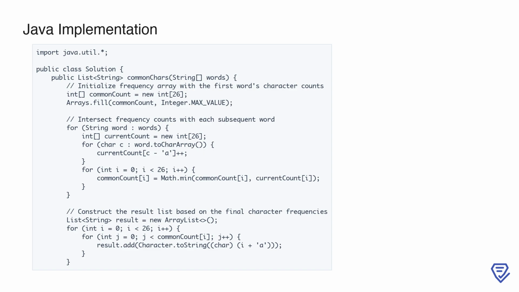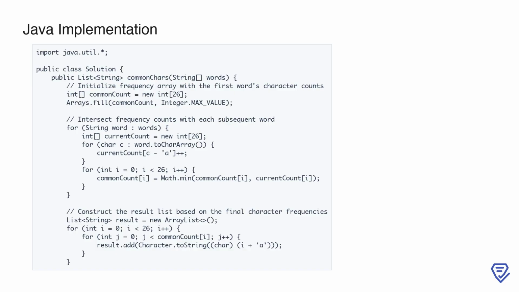For each word, we calculate the frequency of its characters using another array called currentCount. Each character in the word increments the corresponding index in currentCount. After computing this, we update commonCount by taking the minimum of the existing value in commonCount and currentCount for each character index.